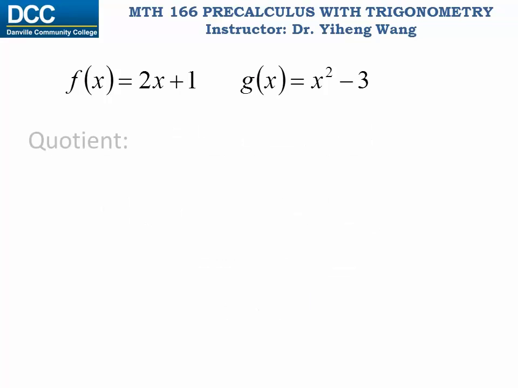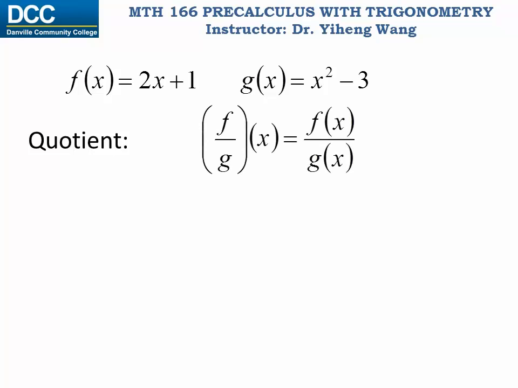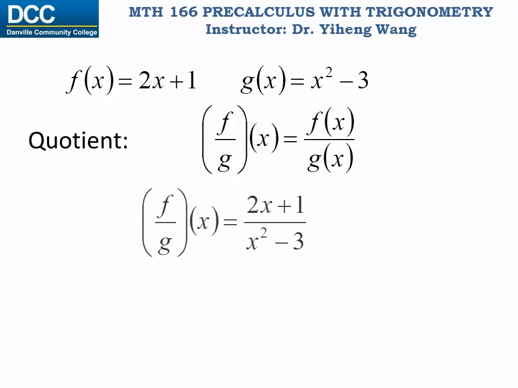And lastly, the quotient of these two functions is denoted as (f over g)(x), that equals f(x) divided by g(x), in this case 2x plus 1 divided by x squared minus 3, and obviously that's not the same as (g over f)(x). One more thing I want to remind you.